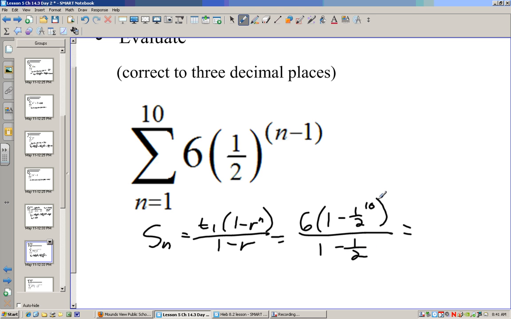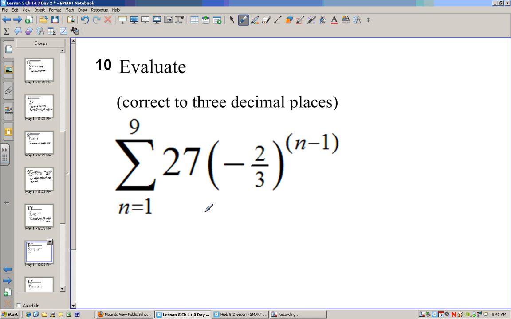Now, first I take 1/2 to the 10th power. So 0.5 to the 10th power, that's an extremely small number, very close to 0. If I take 1 minus that number, I'll have 0.999. So this would be 6 times 0.999, all over 1 minus 1/2, which is 1/2. So I'll multiply that number times 6, divided by 0.5, and I have 11.988. So in this series, the sum of the first 10 terms is 11.988.